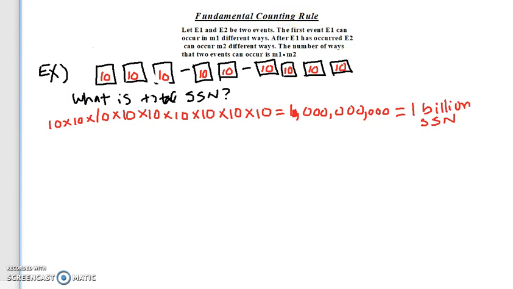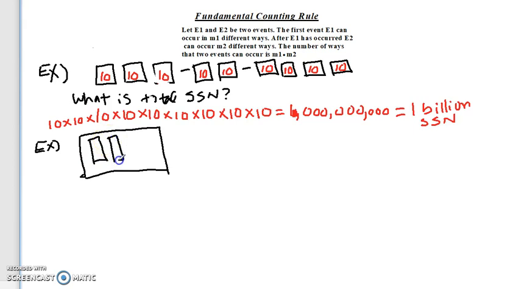All right, now what about something like license plates? Let's look at another example, license plates. If you're living in Oregon or Nevada, then the license plate is something like this. You have 6 places like this: 1, 2, 3, 4, 5, and 6. Pardon my drawing here.